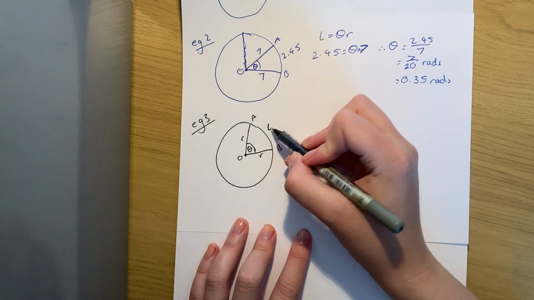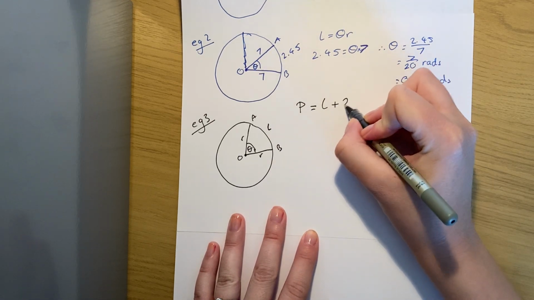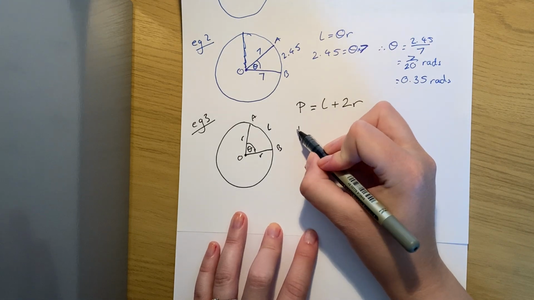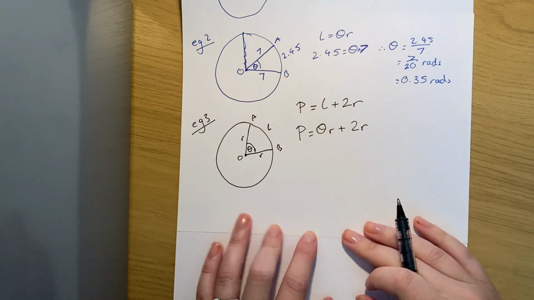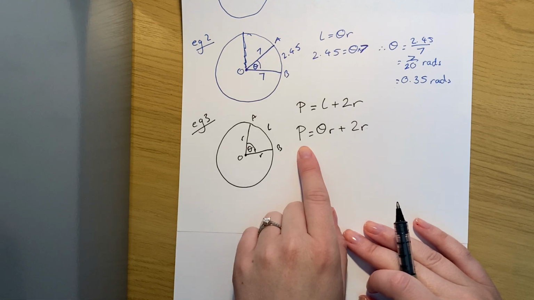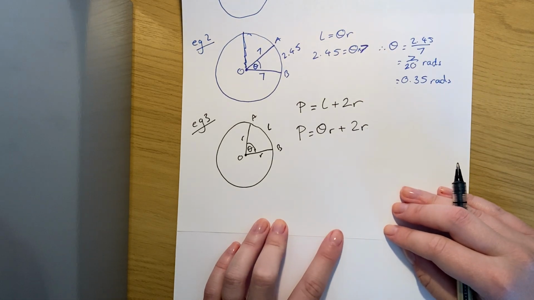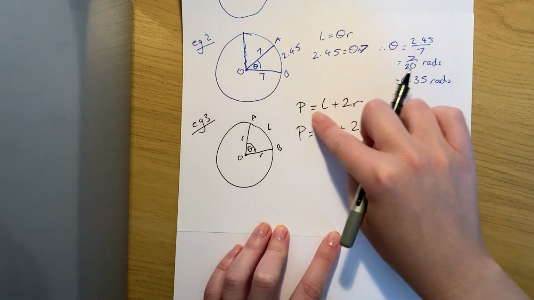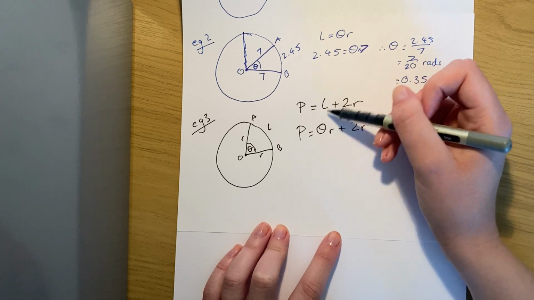So, I know that the perimeter must be the arc length plus 2 lots of R. Okay? Well, I know that the arc length is theta R, so P is theta R plus 2R. And that's it. So that's the perimeter. It's express R in terms of P and theta. So I've just got P and R and theta in.